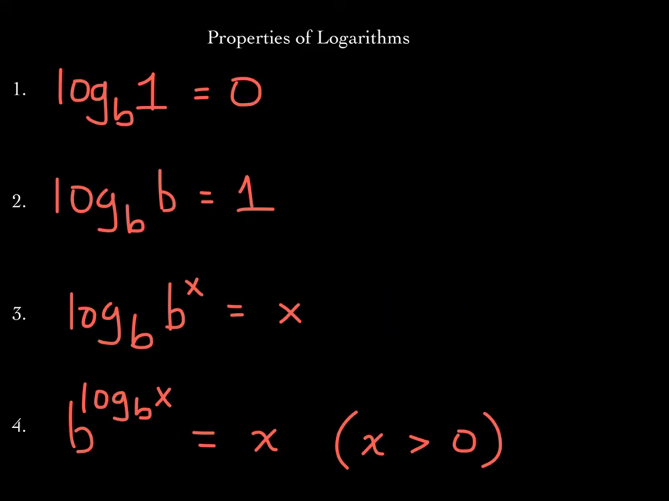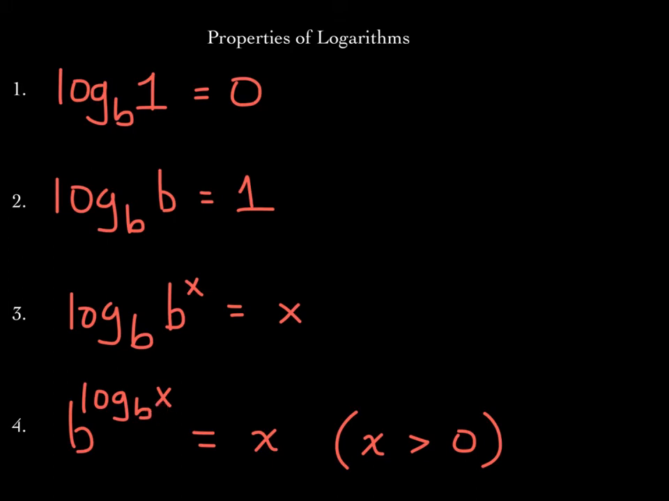Finally, we have this last property, that is b to the power of log base b of x is equal to x, as long as x is a positive value. Now, this restriction has to be here because x happens to be the argument, and the argument by definition of a logarithm has to be a positive value.